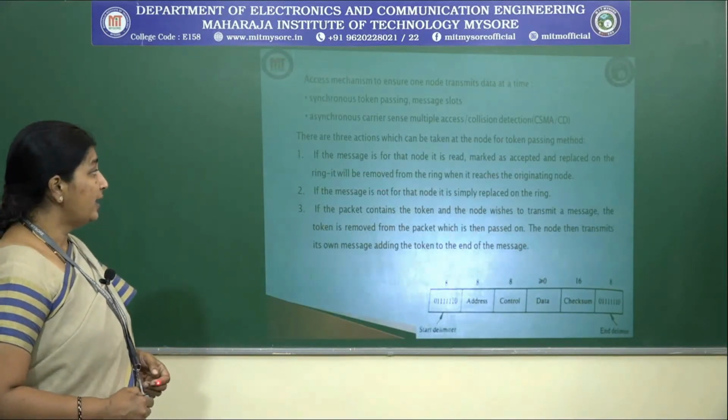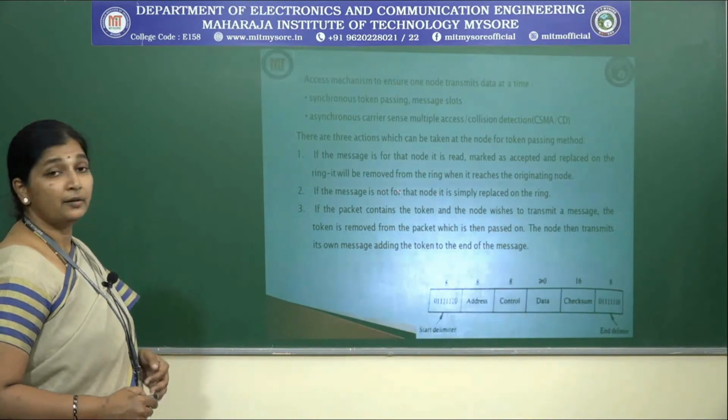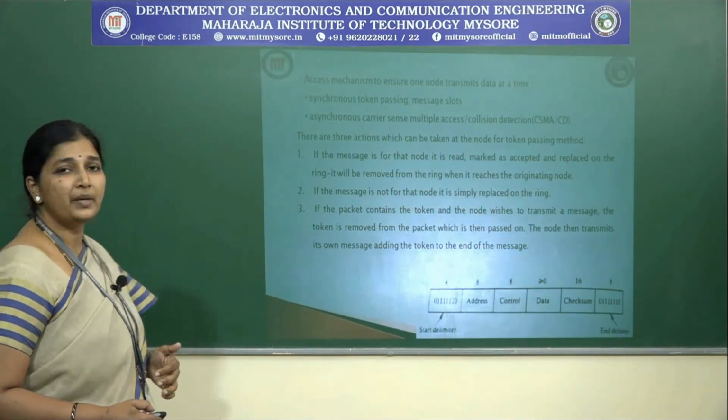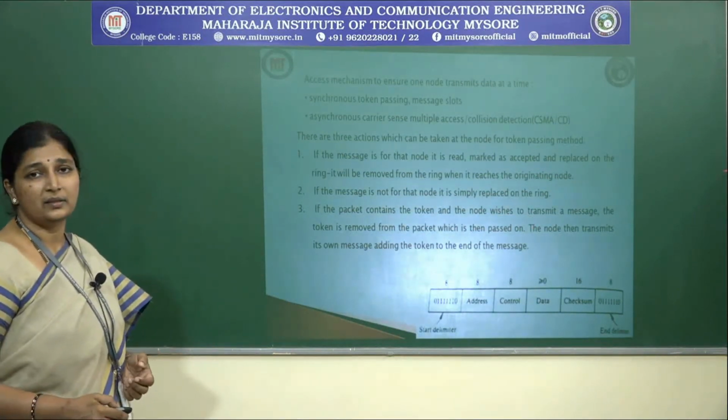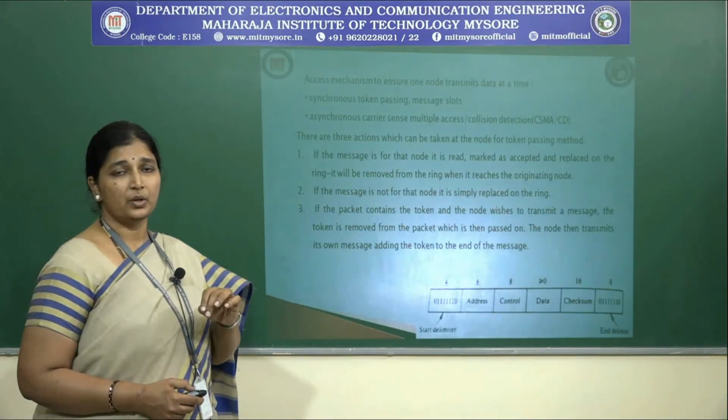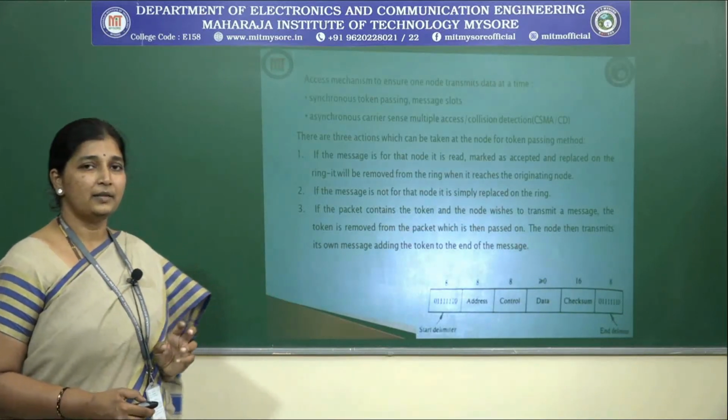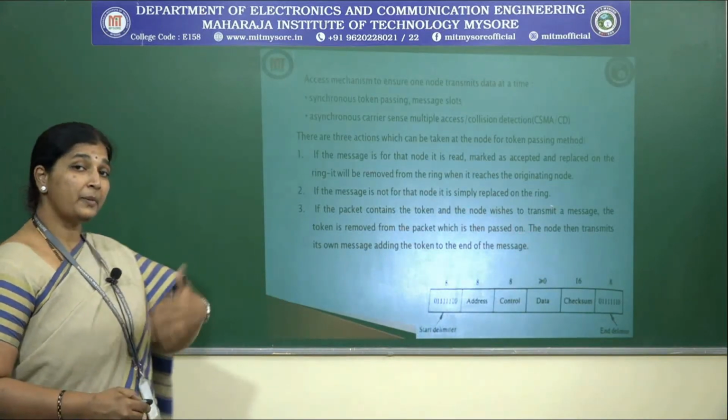If the message is not for that node, what does it do? It just simply replaces it on the ring. So it will not check. It just places the information on the ring so that it could be passed on.